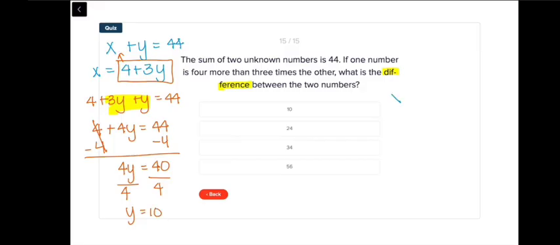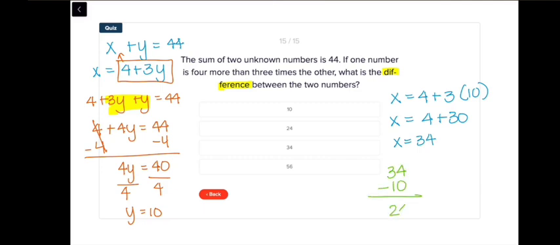The second value says that it was 4 more than 3 times the other, which means x will equal 4 more than 30, which means x is equal to 34. Now, our final answer is the difference between these two numbers. So I'm going to take 34, and I'm going to subtract 10, and my final answer will be that the difference is equal to 24.